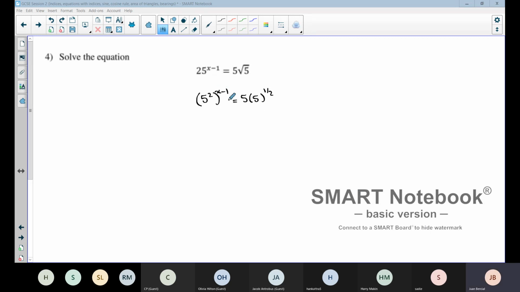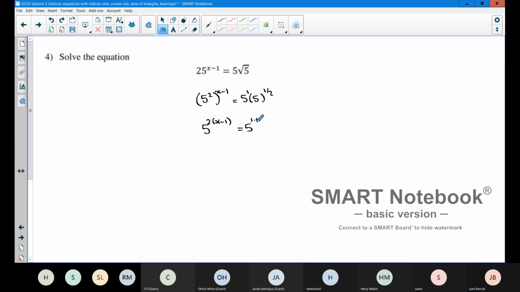Okay, so now we've done that, so you can see that we've got 5 squared to the power x minus 1. So we multiplied the powers, so we've got 5 to the 2x minus 2, and then on the right hand side we've got 5 as the same base, and then we add the exponents, so it's 1 and a half.